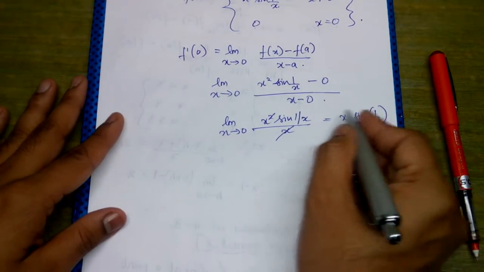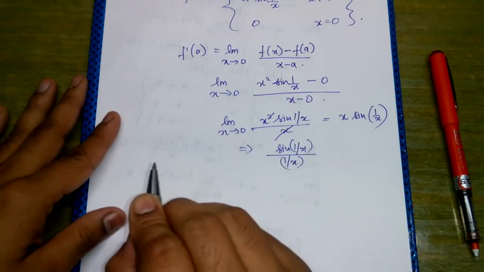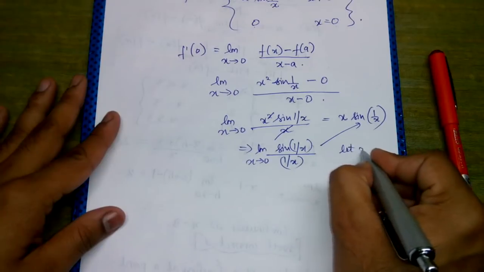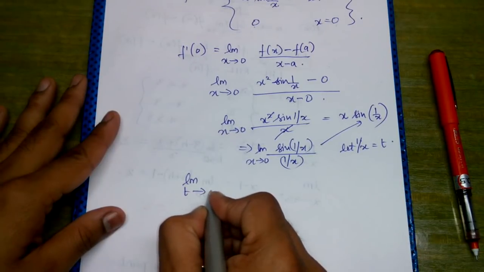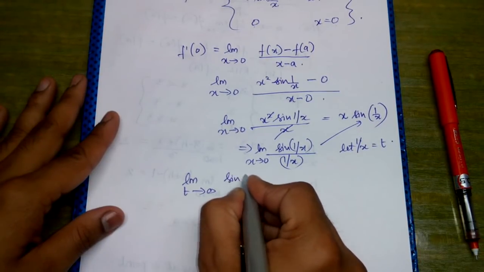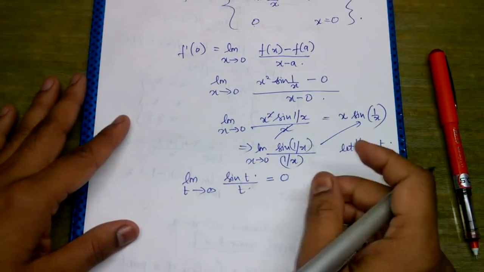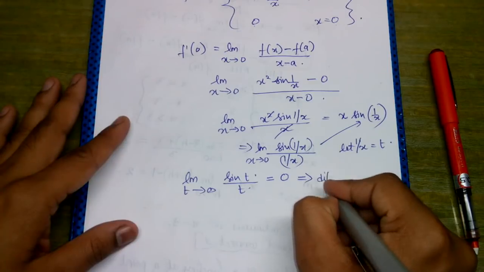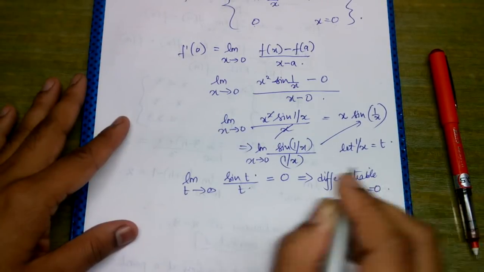We can also write it as sin(1/x) upon 1/x, as x tends to 0. Now let 1/x = t. So the limit as t tends to infinity of sin t upon t. We have already studied this, that from the standard result this comes out to be 0. Since it is coming out to be 0, it simply means that it is differentiable at x = 0.